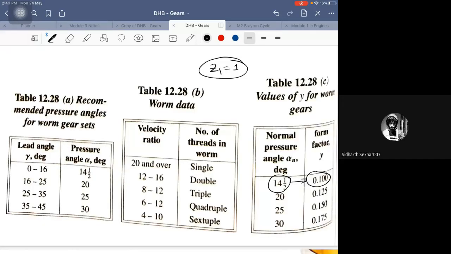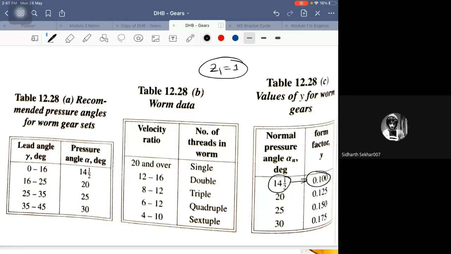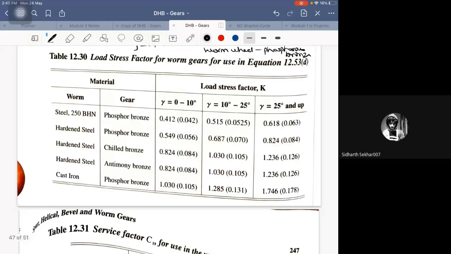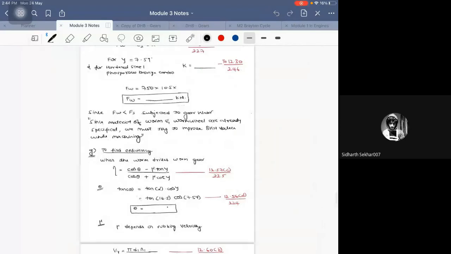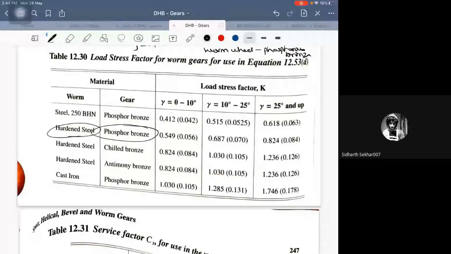So, in the data handbook, load stress factor. What is that table number? 12.3, 246 page number. So here it is. For the hardened steel and phosphorus bronze combination, and lead angle is the lead angle. What's our lead angle? 7.59. So 7.59 comes between 0 and 10 degree. So in this particular column, this is the value. Okay, pick that particular value there.